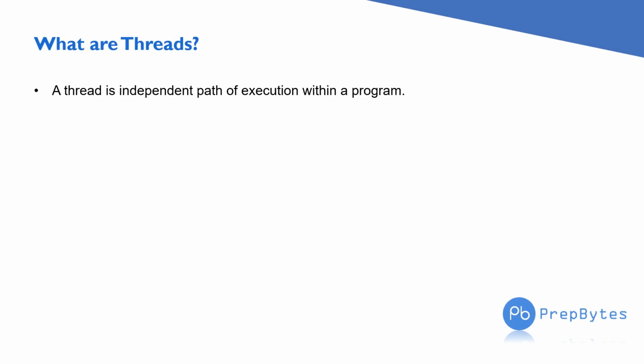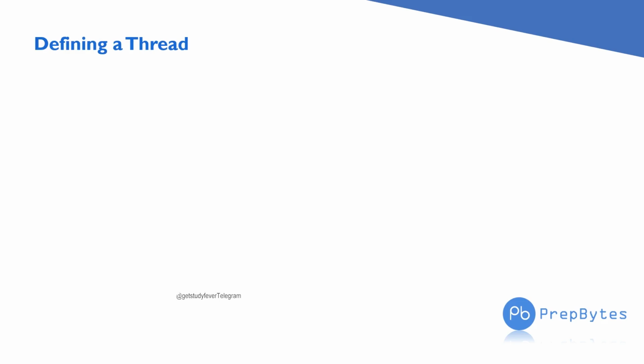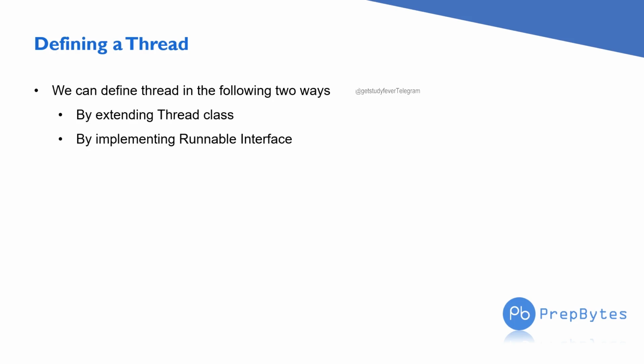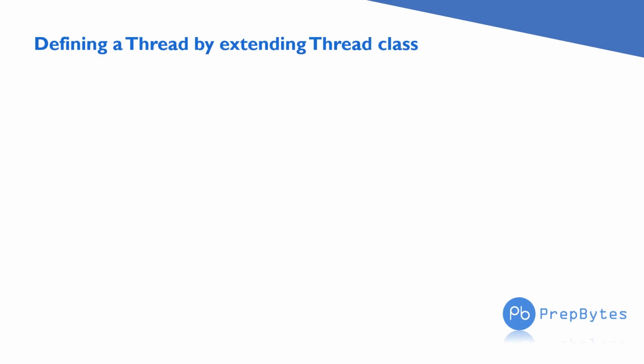What are threads? We have seen what are threads. A thread is an independent path of execution within a program. It is a path flow, a flow of execution and nothing else. What is defining a thread, meaning how we can define threads? There are two ways, an important question. How many ways? Two ways: extending the Thread class, and implementing the Runnable interface.